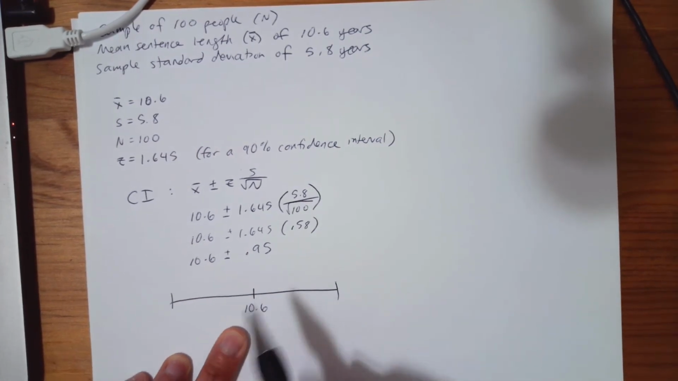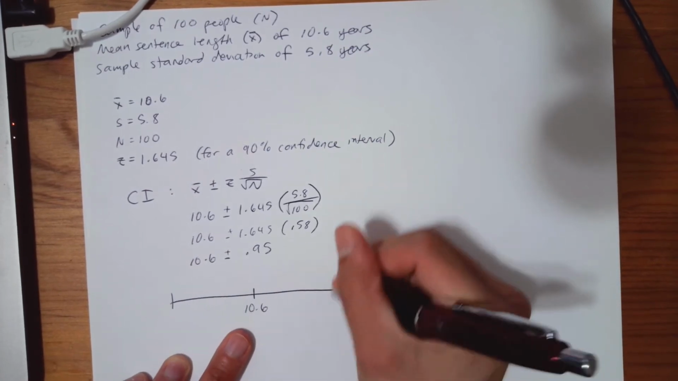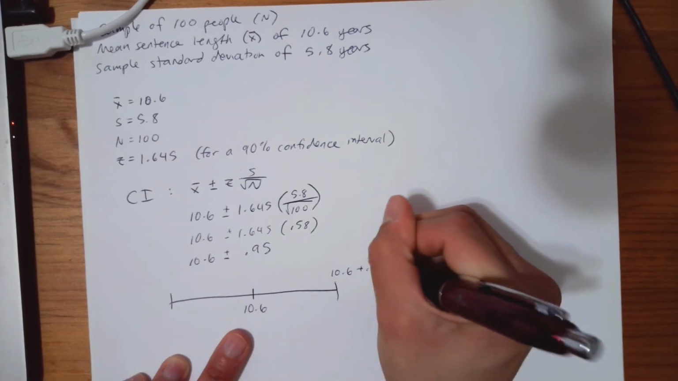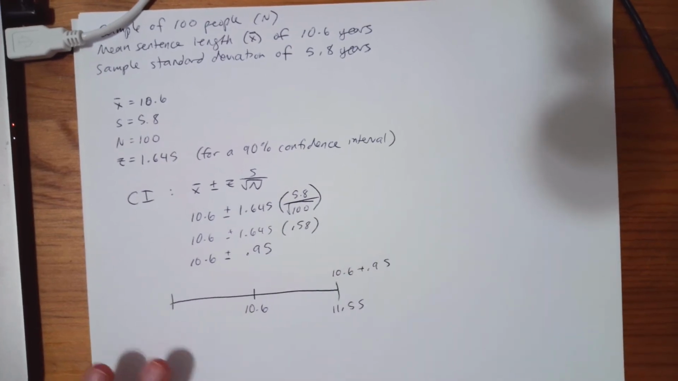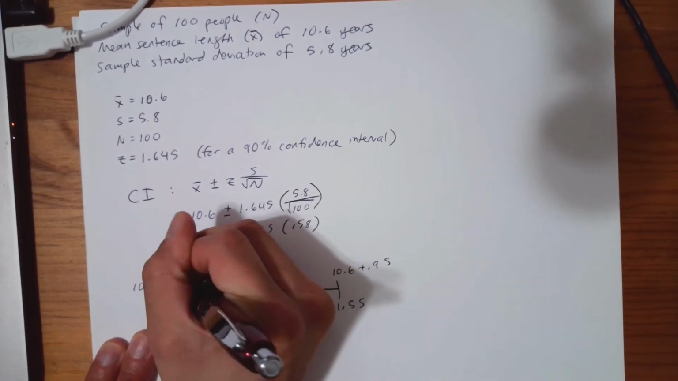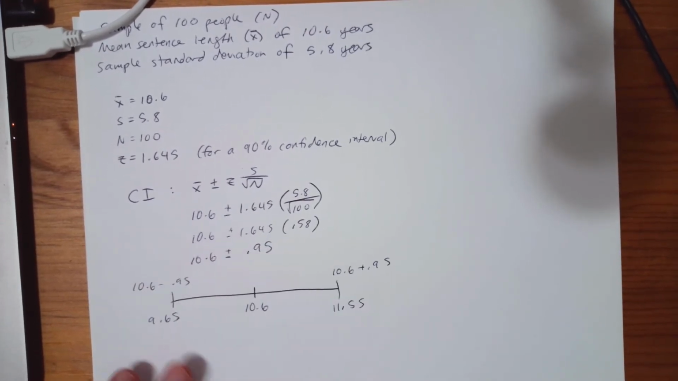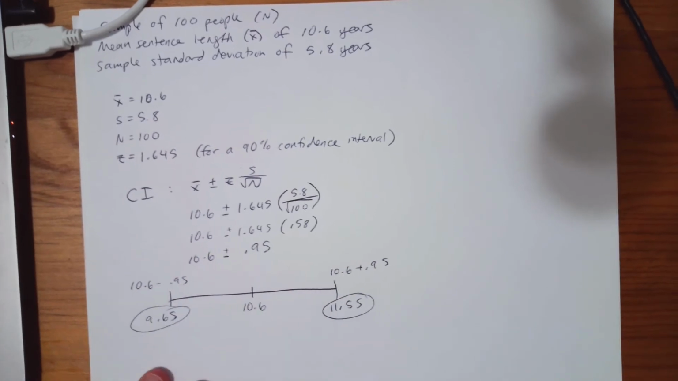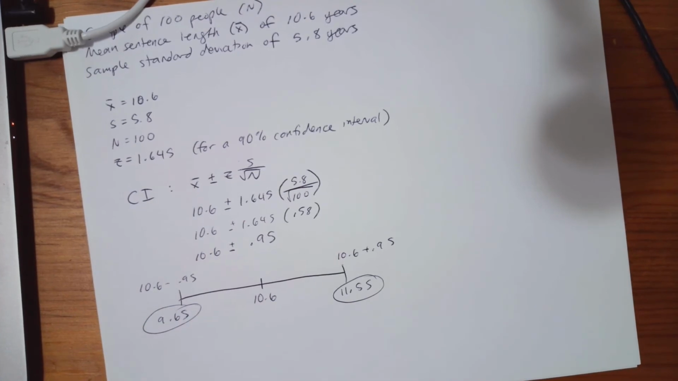To find either end of this, we're going to take our 10.6 plus or minus 0.95. The higher end is going to be 10.6 plus 0.95, which comes out to 11.55. And our lower end is going to be 10.6 minus 0.95, which comes out to 9.65. And we have our interval. And what we can say about this now is that we can be 90% confident that an interval from 9.65 years to 11.55 years includes the true sentence length for robbery in the population.